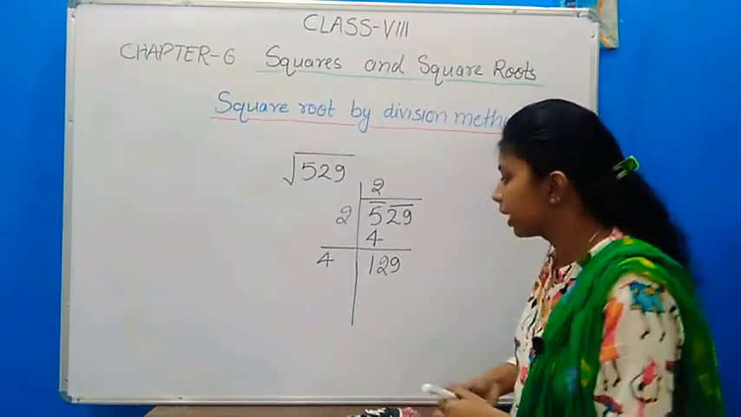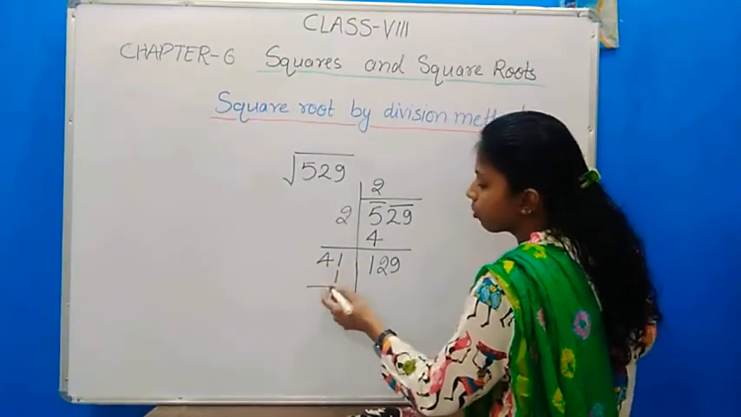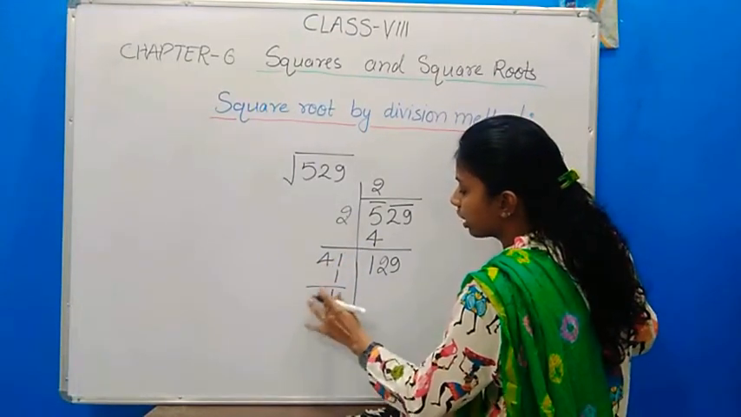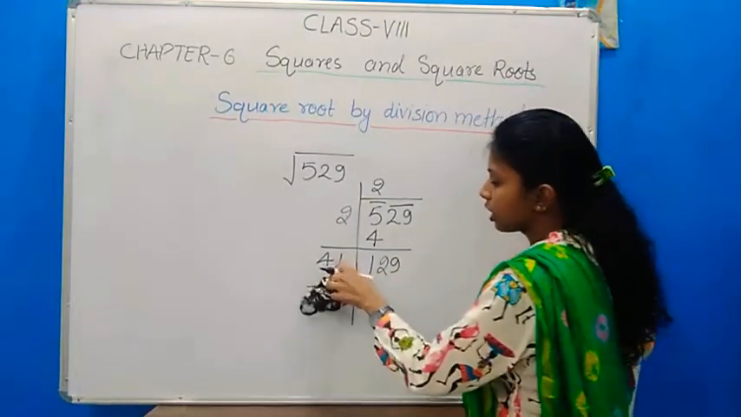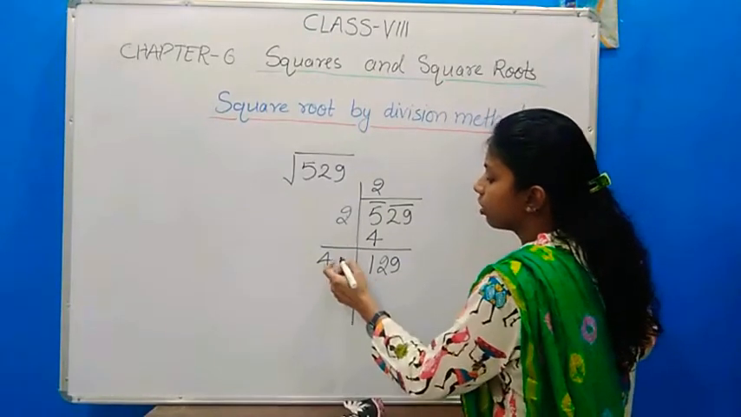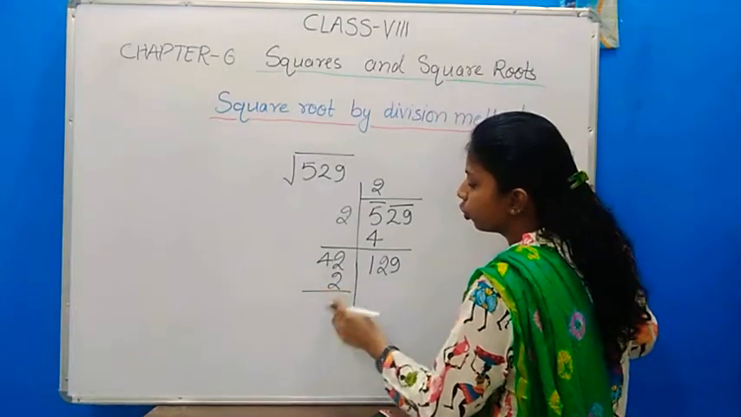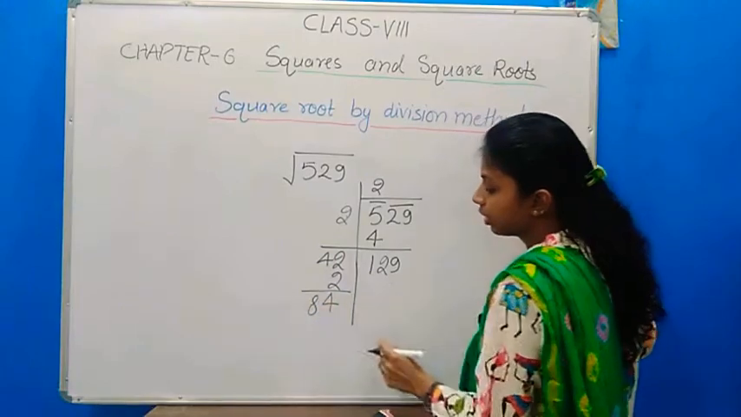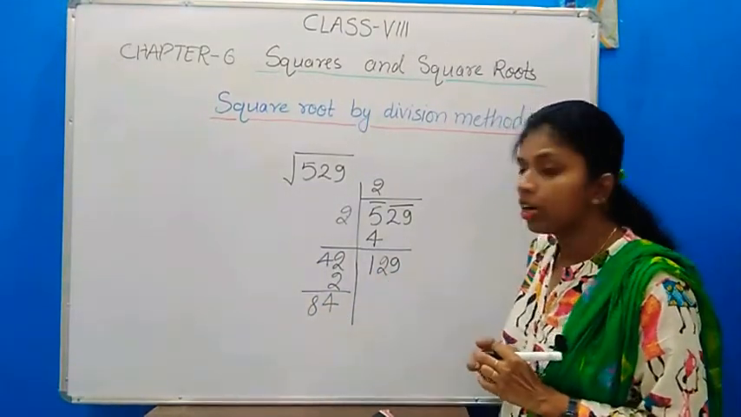Suppose I am taking 1. Let's check with 1. If we take 1, I multiply this 41 by 1. It is equal to 41. 41 is very much less than this, so of course we check the next number. Suppose we take 2. If we take 2 here, then 2 fours are 8, and 84 is very much less than 129.